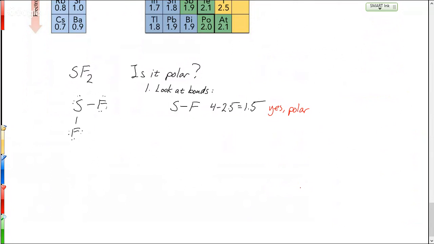rather than just saying minus or plus, because that means ions, we use the Greek letter delta, and we say delta minus on the fluorine and delta plus on the S. Delta is usually used to mean difference. So we say it's not a full charge, it's not an ion, so it's not appropriate to just write minus or plus. That tells us that there's a partial separation of charge, that some of the electrons are moving more toward the fluorine. It's partially negative, and we would do that on the other one as well.